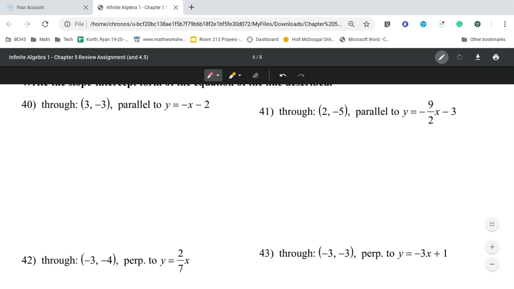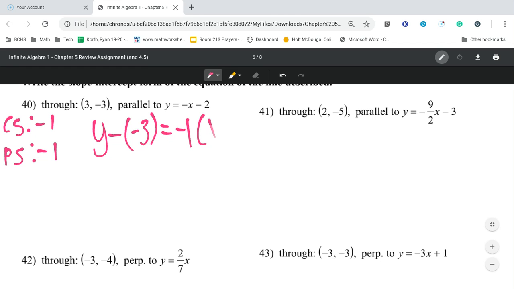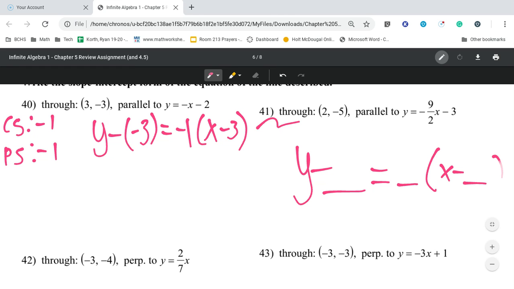All right, so first of all, the current slope is negative 1, which means the parallel slope is also negative 1 because parallel slopes are the same. Now we're going to use this new point: y minus negative 3 equals parallel slope times x minus 3. That's y minus the y value equals the slope times x minus the x value.